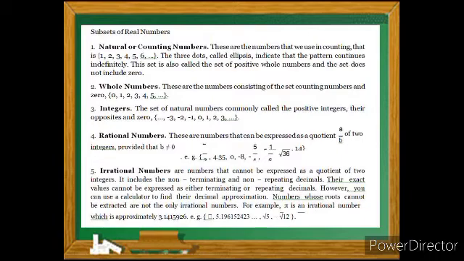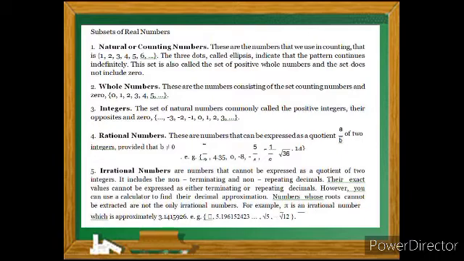Number 4, rational numbers. These are numbers that can be expressed as a quotient a over b of two integers, provided that b is not equal to 0. Kasi po, pag si b ay nag-equal to 0, meaning to say that the given fraction is undefined. Hindi po pwedeng maging 0 ang ating denominator.